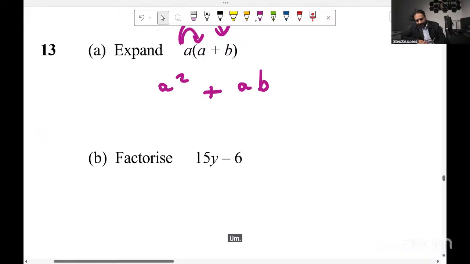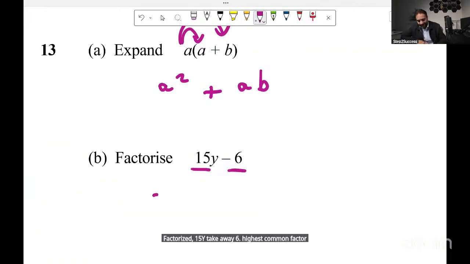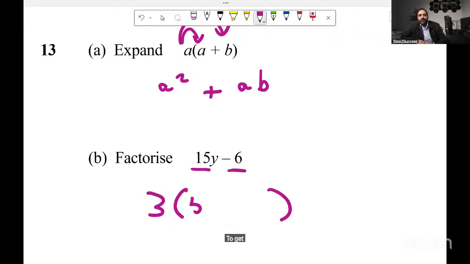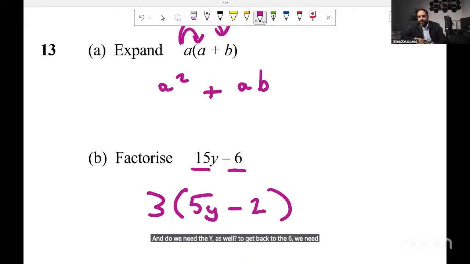Factorize 15y take away 6. The highest common factor of 15 and 6 is 3. So the biggest number that goes into both of those numbers. To get back to the 15, we need a 5, and we need the y as well. To get back to the 6, we need a 2, and put a minus in the middle.